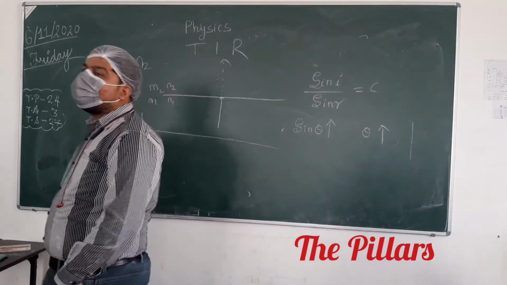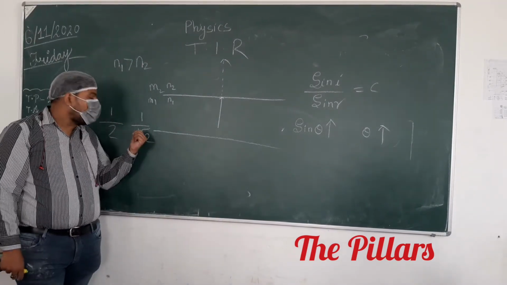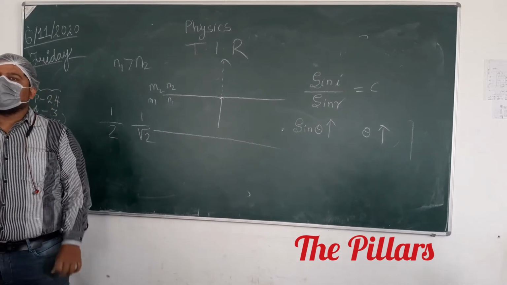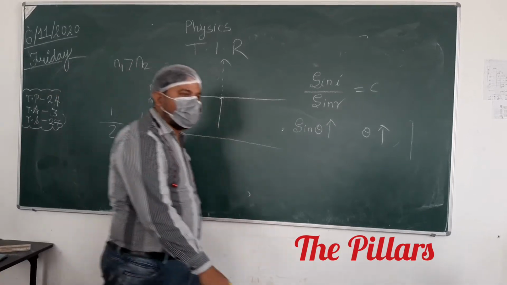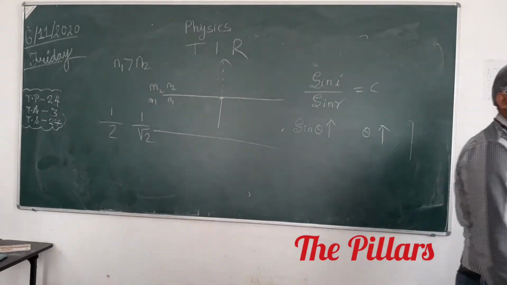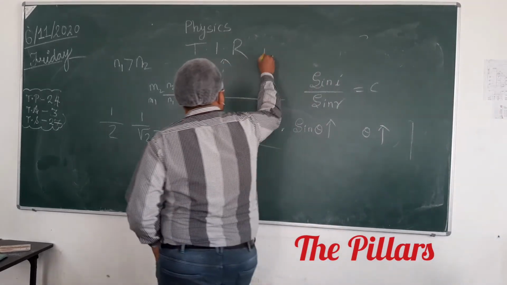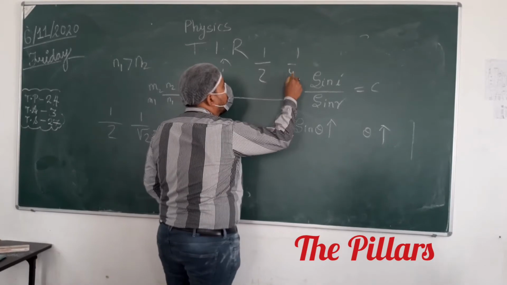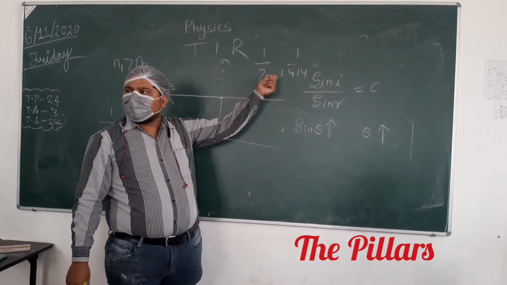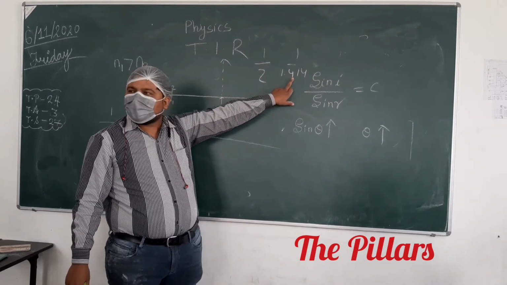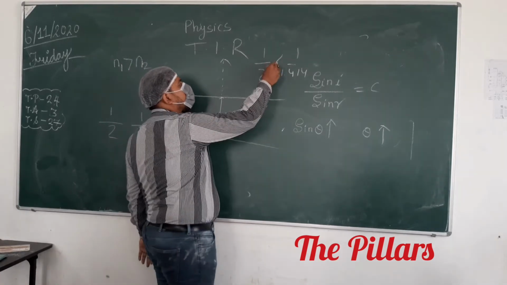The value is 1.44. Come on, tell me. Is 1 by 2 greater or 1 by root 2 greater? Don't get confused. In that class, 40% of the students get confused. They say 1 by 2 is greater. What is the value of root 2? It is 1.414. This value is less in comparison to 2. So if your denominator is less, your fraction will be more for the same numerator. So definitely this value will be greater.